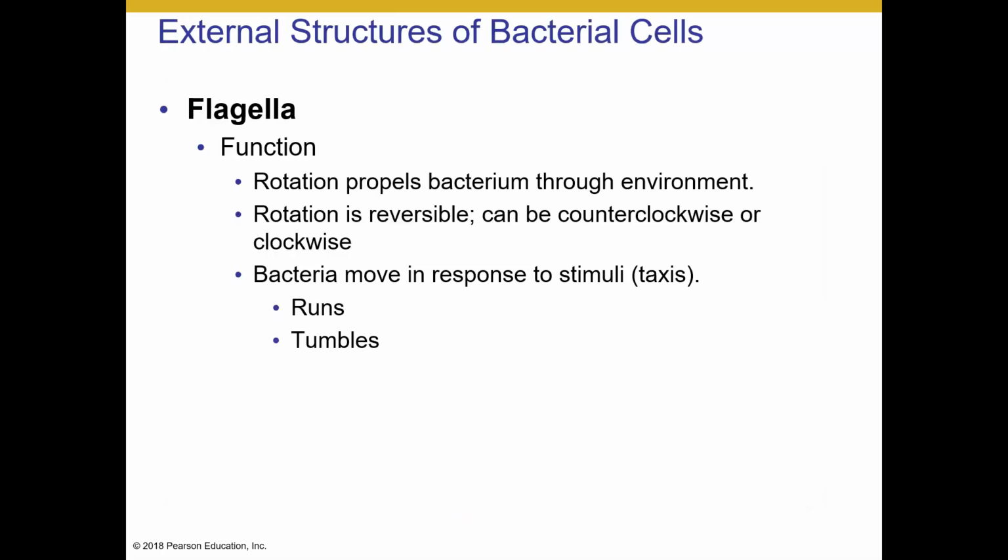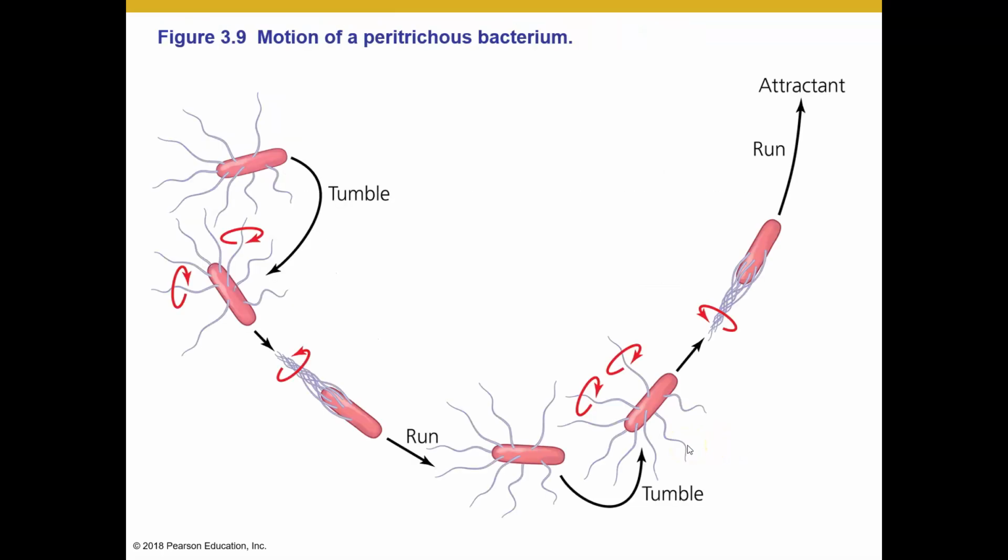Bacteria use flagella for taxis, movement in response to stimuli. When flagella spin counterclockwise, the bacterium runs, moves straight. When they spin clockwise, it tumbles, reorients. This alternating pattern helps bacteria navigate their environment like a microscopic game of hot and cold.